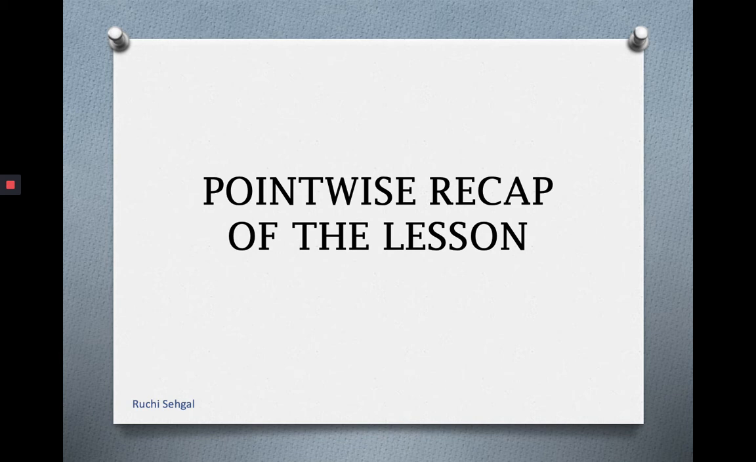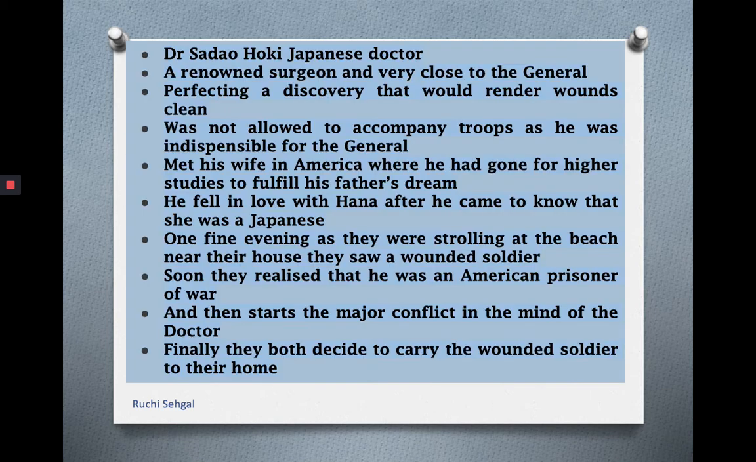Assuming that you've read the chapter, let's look at the point-wise recap of the lesson. So Dr. Sadao Hoki is a Japanese doctor. He was a renowned surgeon and he is very close to the general. Now here I would like to mention that on the first page itself of the chapter, that's on page 24, we are introduced to his father.